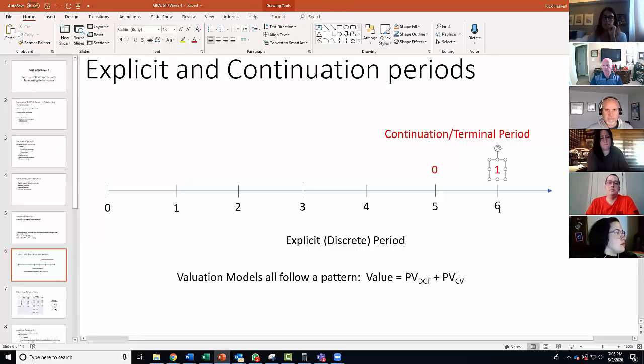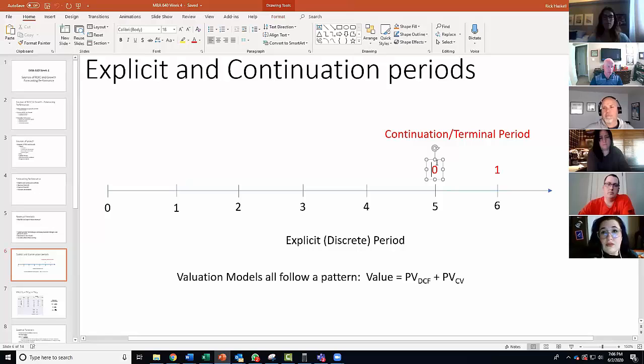Well, if I have discrete year 6 as being the year after my explicit period ends, I call that continuation year 1 because I'm continuing now. Continuation year 1, which I think of as a terminal period or continuation period. And what always comes before 1? 0.